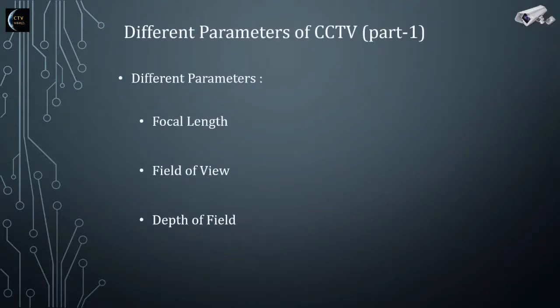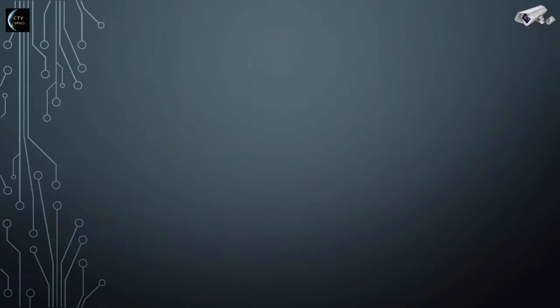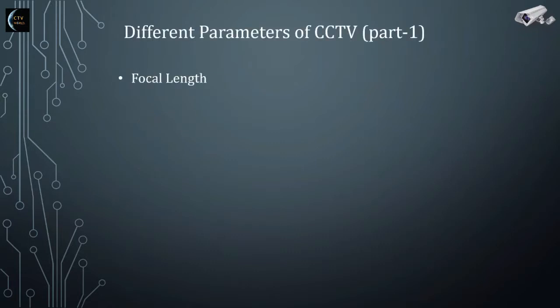Today we will discuss different types of CCTV parameters. We will see focal length, field of view, depth of field, etc. So let's start. First is focal length.